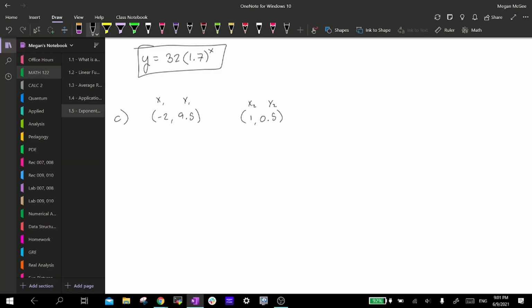Go ahead, take a minute for yourself and see if you can do these calculations on your own, and then tune back in to see if you can get them right. So y1 is 9.5, and 9.5 is equal to ab to the negative 2. And I'm going to go ahead and solve this for a.